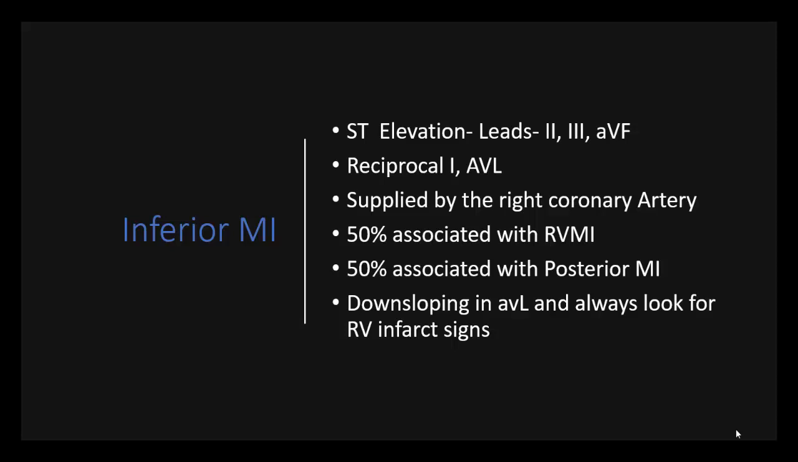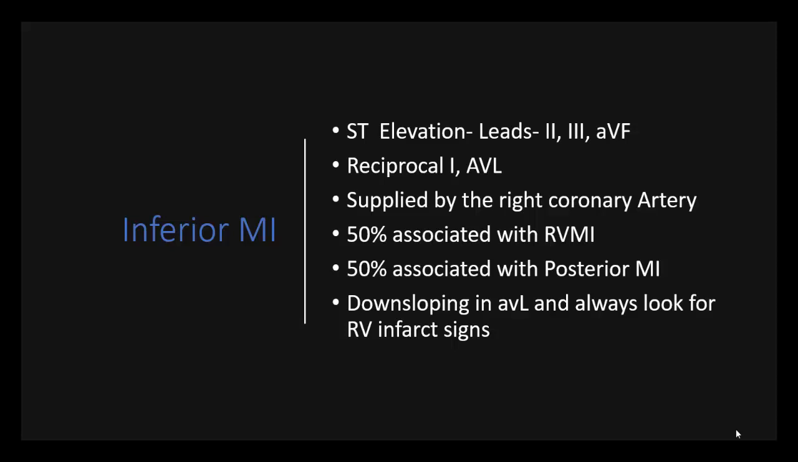So you will notice ST elevation in leads 2, 3, AVF, which are your contiguous leads for your inferior MI, and then your reciprocal leads are 1 and AVL. So if I see ST elevation in leads 2, 3, and AVF, I certainly want to look in leads 1 and AVL to see ST depression. With the inferior MI, this is indicative of possible right coronary issues.